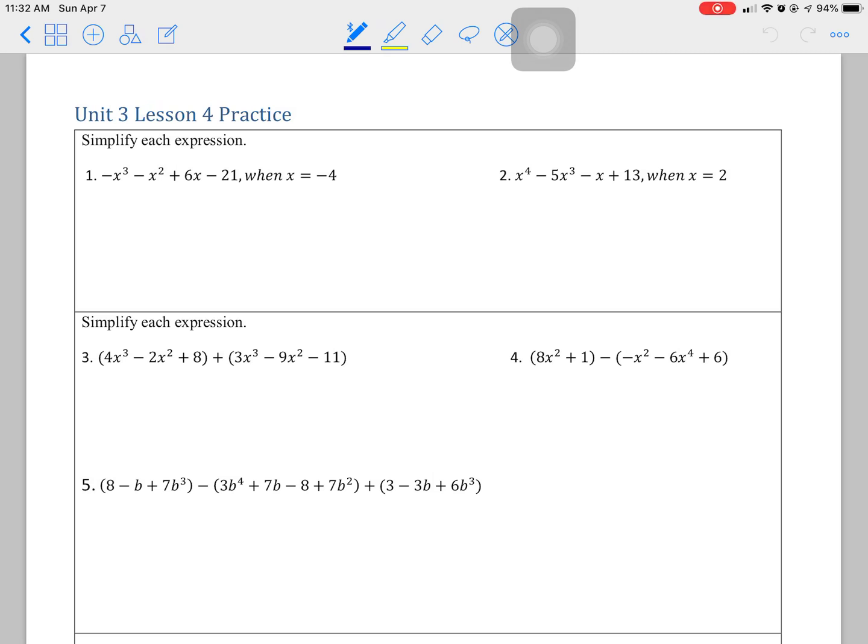All right, practice for Unit 3, Lesson 4. Simplify the expression. Let's look through this for a minute. Its leading term is negative x to the third power. It has 4 different terms. It has no missing terms. That's a 1. That's an x to the 0, which means that's the constant term. Okay?